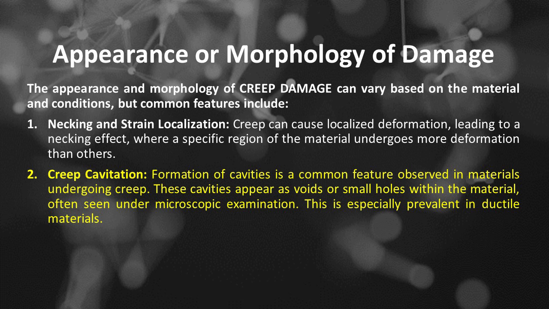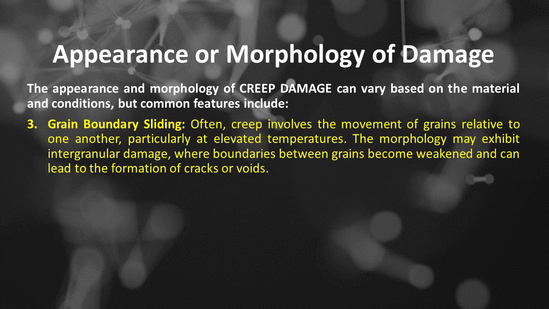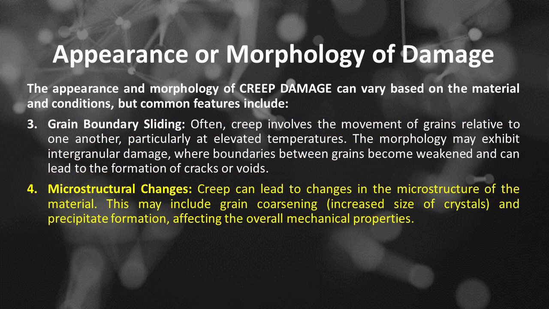These cavities appear as voids or small holes within the material, often seen under microscopic examination. This is especially prevalent in ductile materials. Number 3 is grain boundary sliding. Often, creep involves the movement of grains relative to one another, particularly at elevated temperatures. The morphology may exhibit intergranular damage, where boundaries between grains become weakened and can lead to the formation of cracks or voids. Number 4 is microstructural changes.